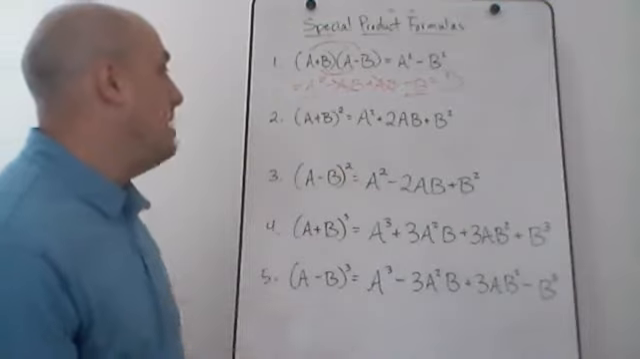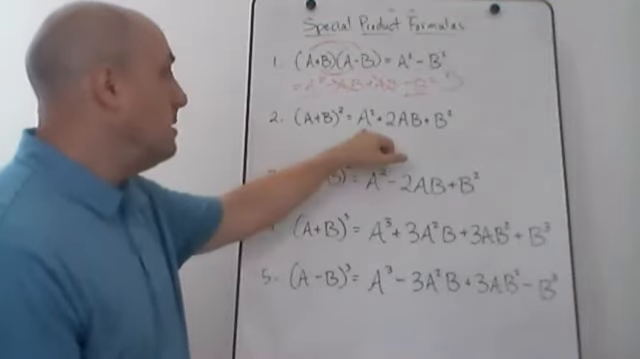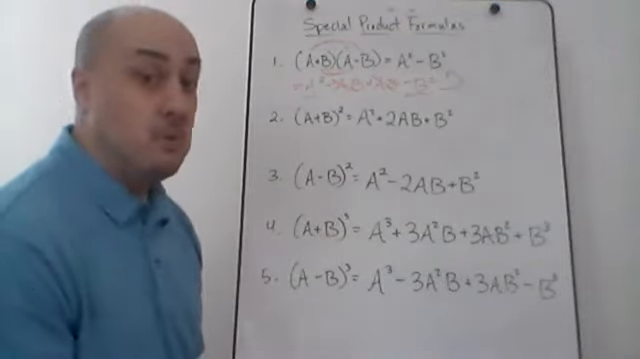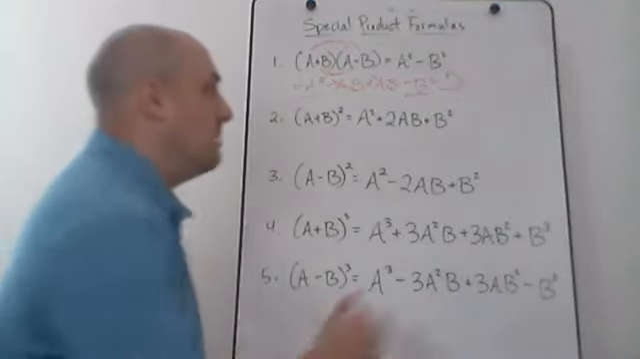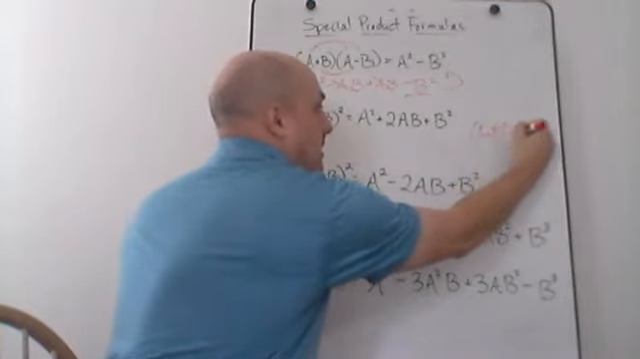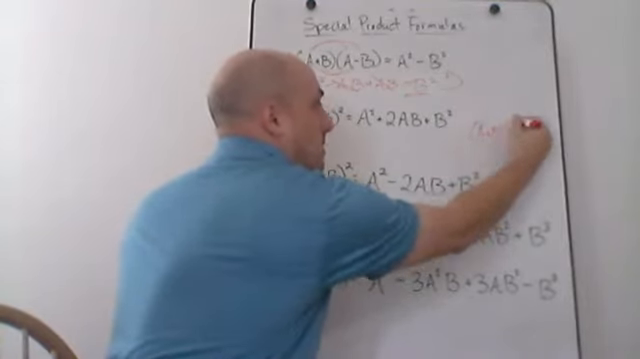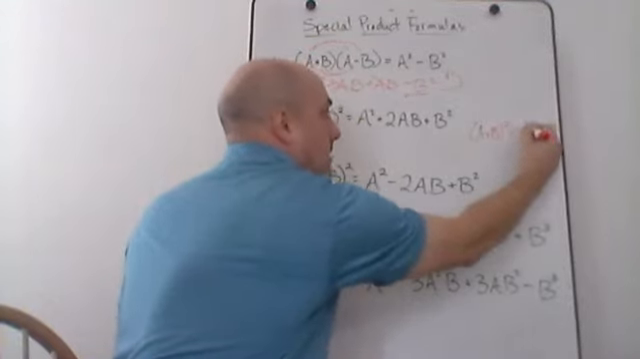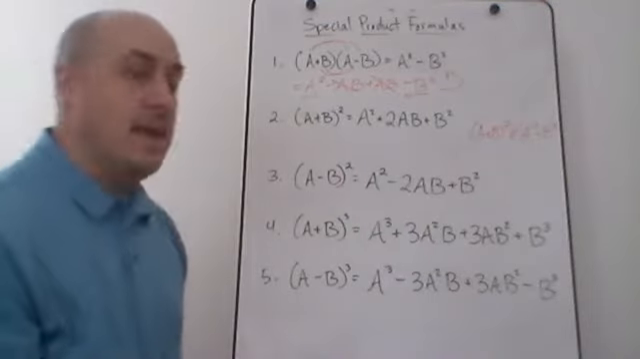All right, the next one: a plus b squared equals a squared plus 2ab plus b squared. This is something that people mess up all the time. A lot of people seem to think that when you have a plus b squared, that should equal a squared plus b squared. It does not. A plus b squared is not a squared plus b squared.